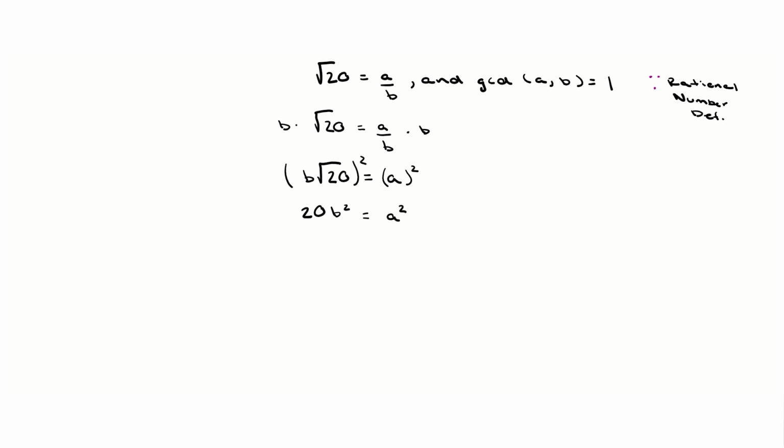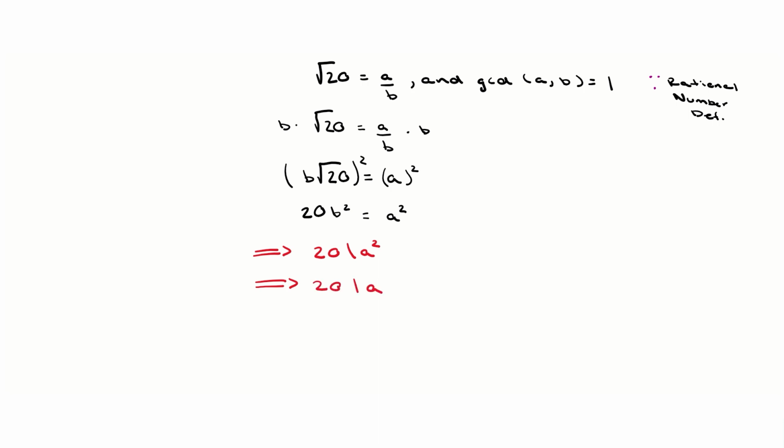Now, you may have come across other examples where you're asked to prove that the square root of a number is irrational, and the next step typically would be to say because 20b squared equals a squared, then 20 divides a squared, then 20 divides a.